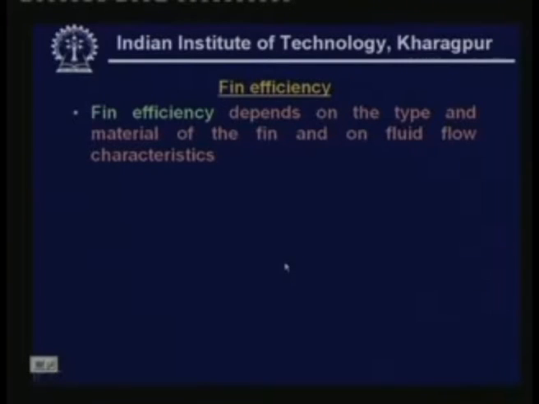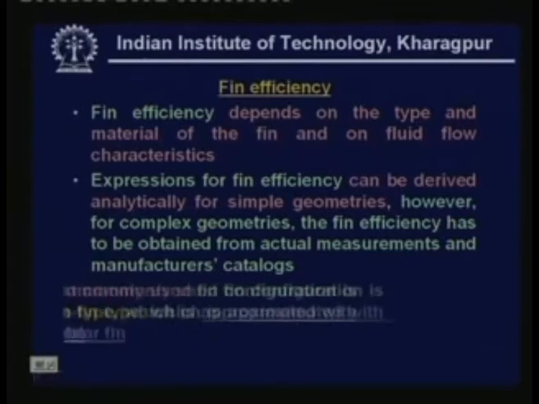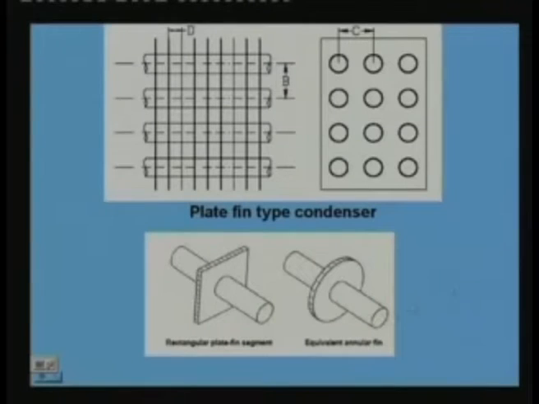In finned heat exchangers we have to find the fin efficiency. Fin efficiency depends on the type and material of the fin and on fluid flow characteristics. Expressions for fin efficiency can be derived analytically for simple geometries. However, for complex geometries the fin efficiency has to be obtained from actual measurements and manufacturers' catalogs. The most commonly used fin configuration, as I have already discussed in the last class also, is the plate fin type, which is approximated with an annular fin. So let us see how the approximation is done.